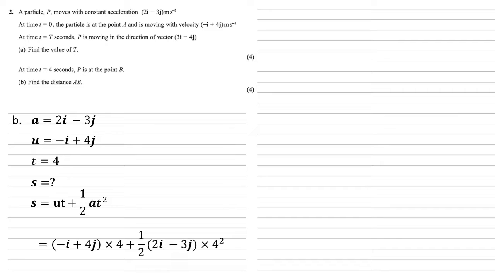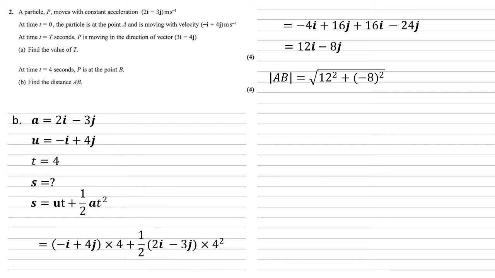Substituting in our values, we get that minus i plus 4j times by 4 plus a half times 2i minus 3j times 4 squared. This simplifies to minus 4i plus 16j plus 16i minus 24j. So 12i minus 8j. So that's the vector for our displacement from A to B, but we need to find the distance. So we're going to square root the sum of the squares of our i and j's. So square root of 12 squared plus negative 8 squared gives us root 208, which is 14.4.